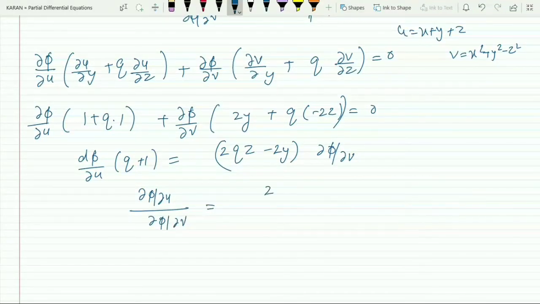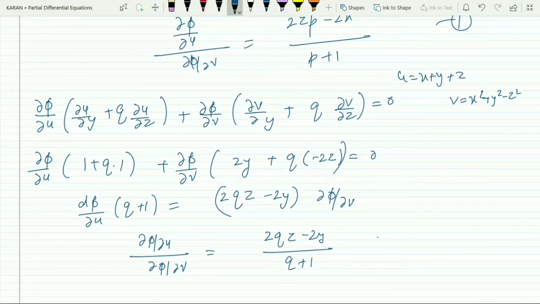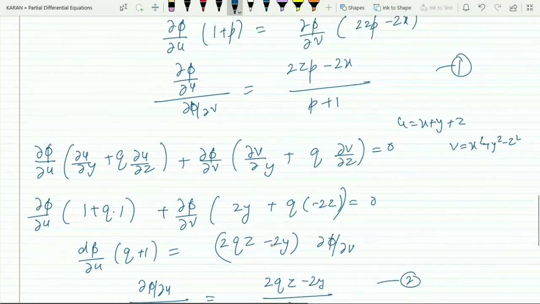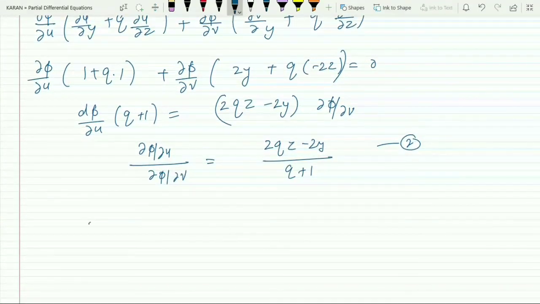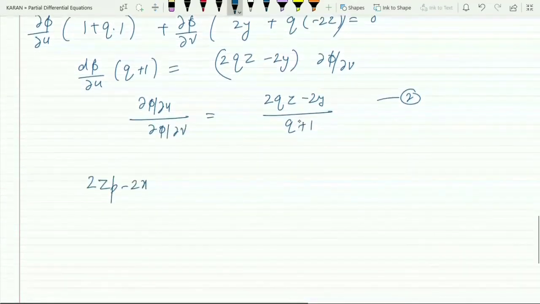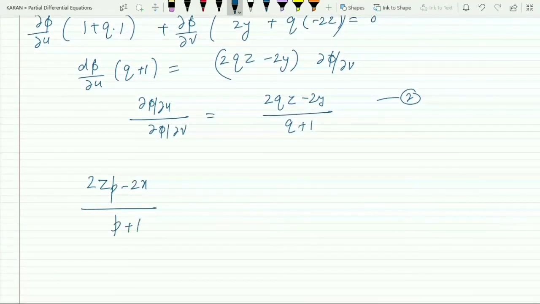This thing will be (2qz − 2y) whole divided by (q + 1). So now just compare these two equations, equation 1 and equation 2. So what was my equation 1? 2z into p, right, minus 2x, correct, whole divided by (p + 1). So this must be equal to (2qz − 2y) into q, divided by (q + 1).